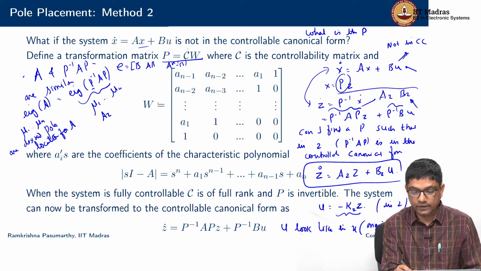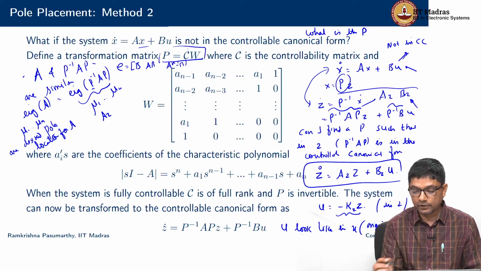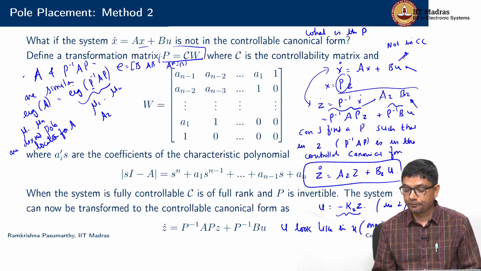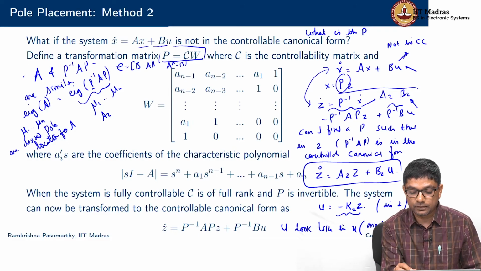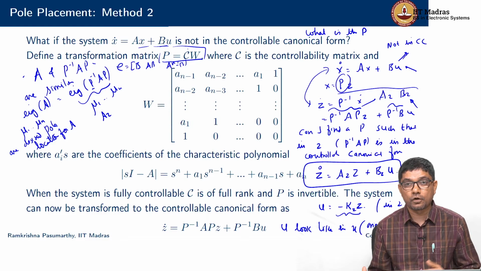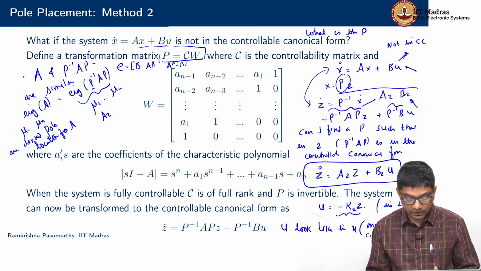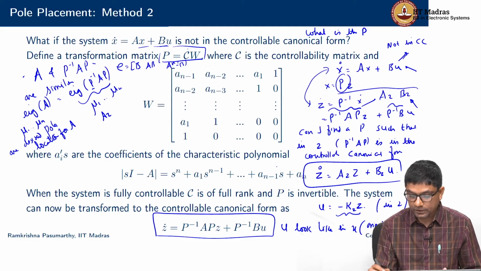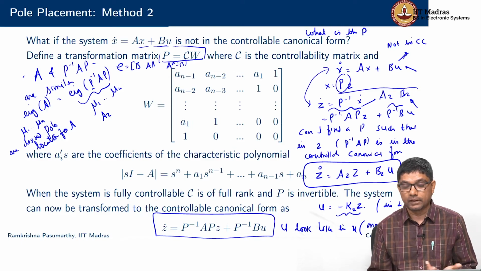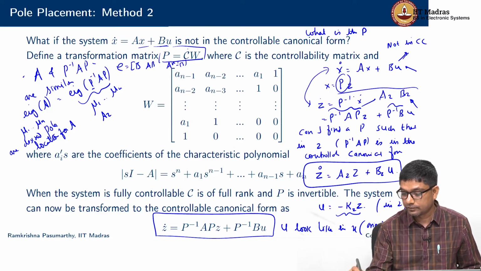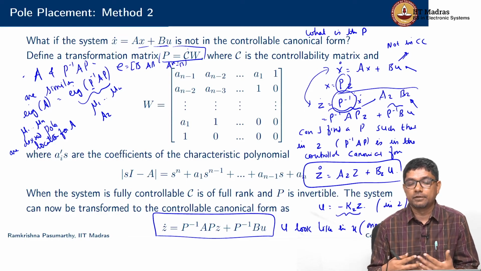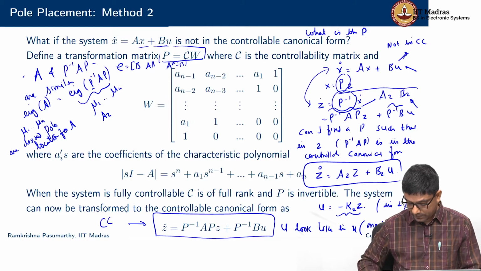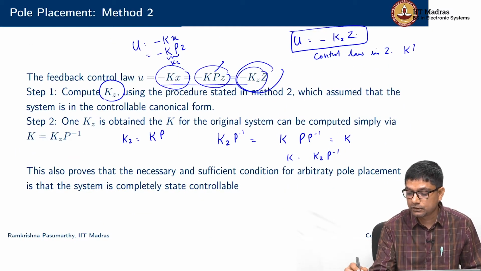Now, if I construct a P which is C times W, it will take my system from the general given form to a controllable canonical form. Once my system is in the controllable canonical form, and of course, because C is full rank, this P will always be invertible, so we do not need to worry about whether P is invertible. Now, first I write this in the controllable canonical form and then design a control law Kz for this, u equal to minus Kz z.